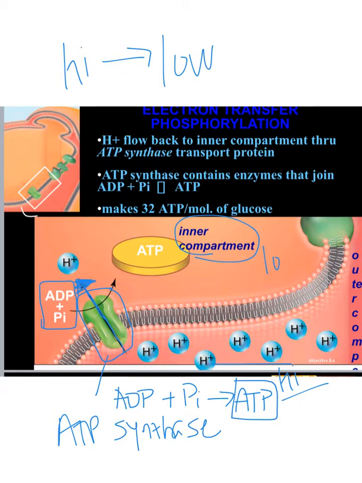Okay, so remember, that was the whole point of what we're trying to do here, is make ATP. And in fact, we get so much oxygen out here in the outer compartment that flows through this enzyme that we end up making 32 molecules of ATP. We get 32 of this reaction happening so that we produce those 32 molecules of ATP.